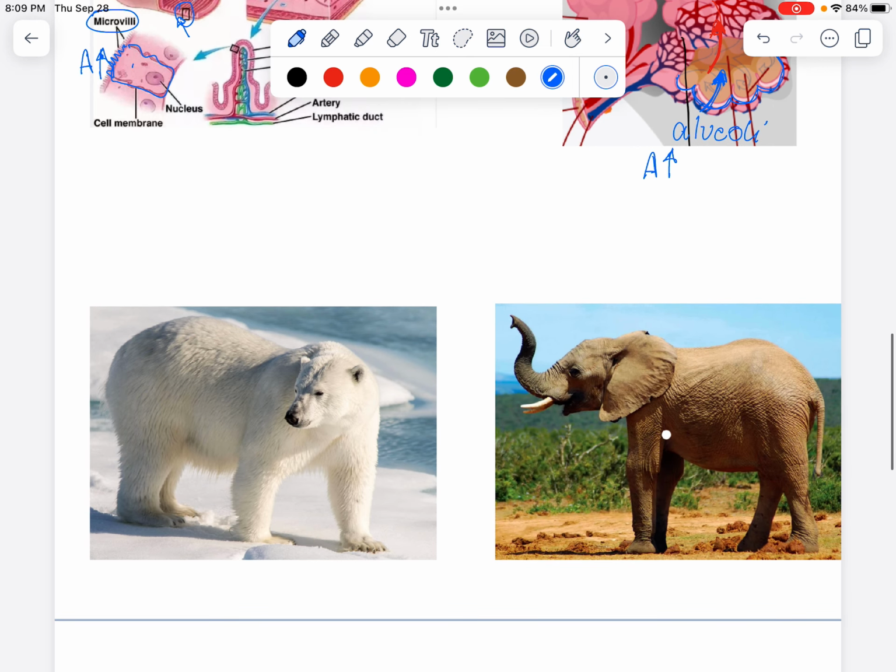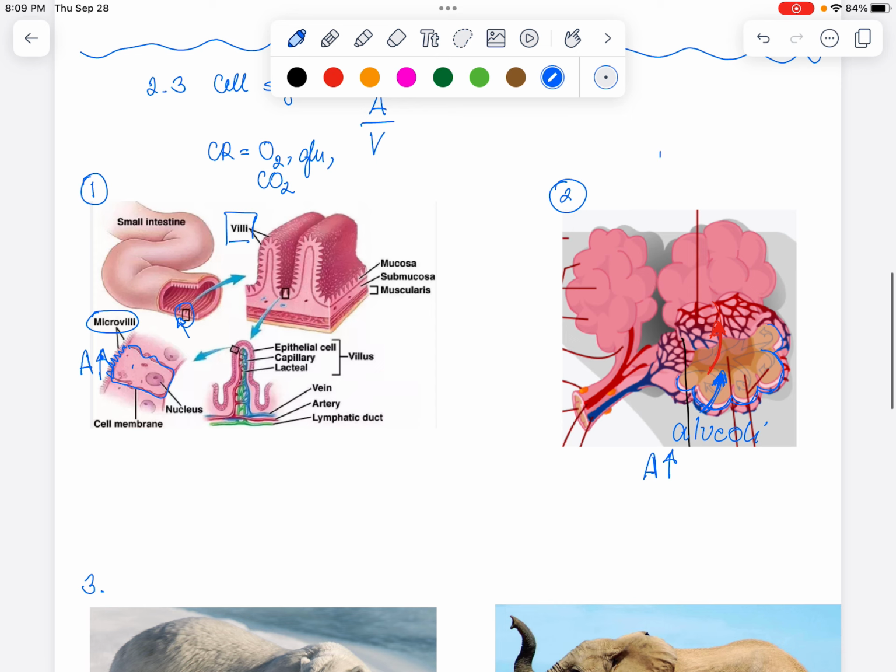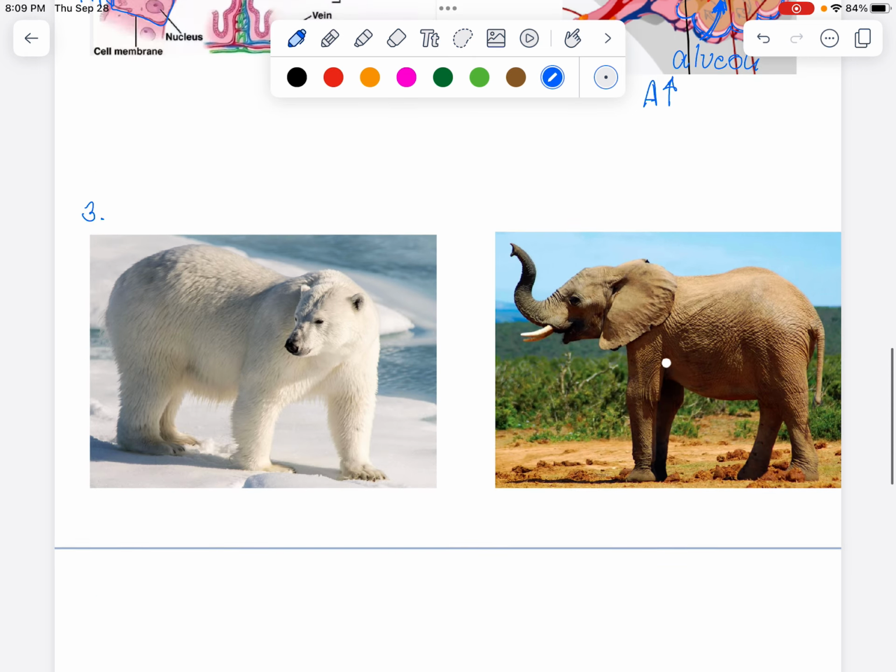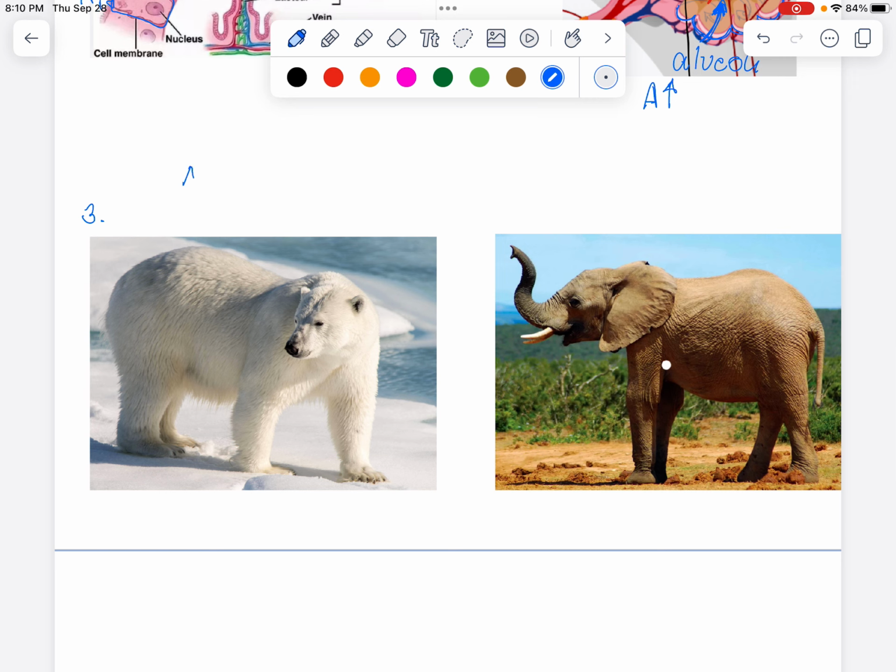Another example for surface area to volume ratio, why is that important? We said we are aiming for higher surface area to volume ratio for absorption and transport. In here too, for the intestine, the surface area to volume ratio should be bigger. But on the other hand, animals sometimes aim for a low surface area to volume ratio.